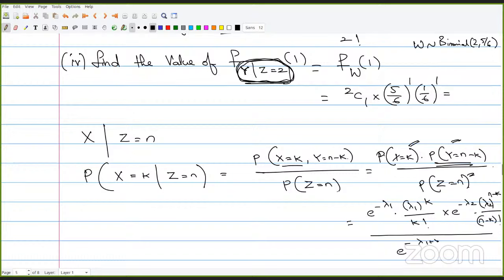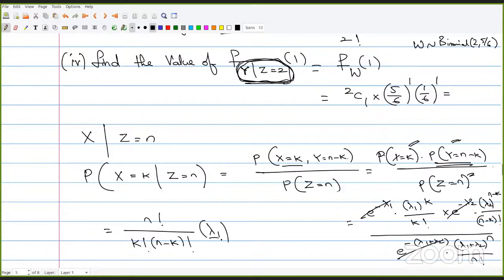It's just e to the power minus lambda 1 plus lambda 2 times lambda 1 plus lambda 2 whole to the power n divided by n factorial. So this will get cancelled. Ultimately, we will remain with something like this: n factorial by k factorial into n minus k factorial. One is lambda 1 by lambda 1 plus lambda 2 whole to the power k. Another thing, you can write it as lambda 2 by lambda 1 plus lambda 2 whole to the power n minus k. So you just divide lambda 1 plus lambda 2 whole to the power n as lambda 1 plus lambda 2 to the power k times lambda 1 plus lambda 2 to the power n minus k.